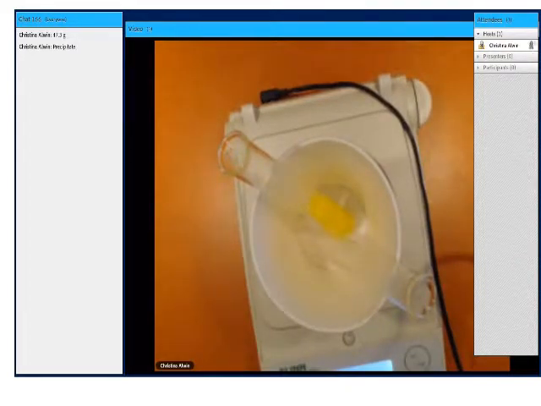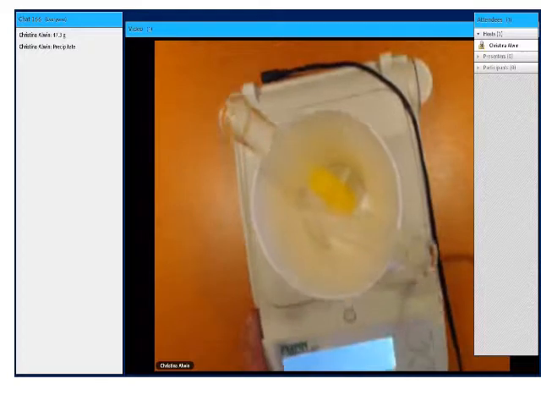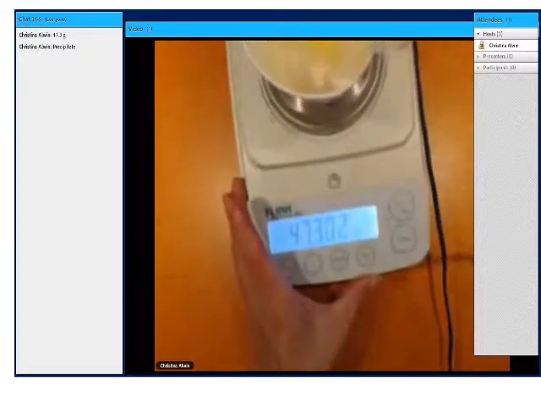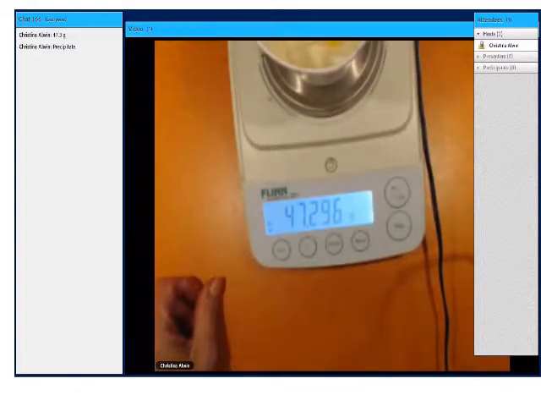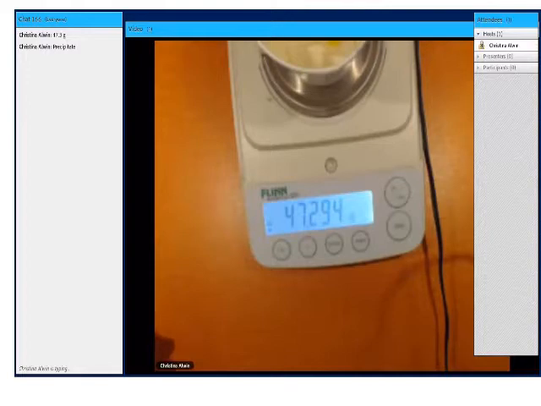Precipitate. Okay, so everything that I started with is back in the cup that we started with. We're going to let the scale just go up and down for a second here. 47.294. Clearly, we're going to be able to round that up to 47.3.